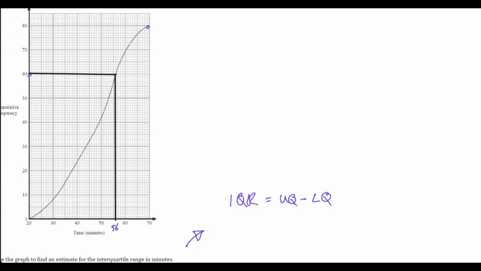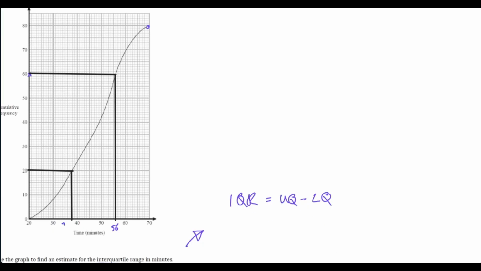Then I'm going to work at the lower quartile, which is a quarter along, so that's going to be 20. So I'm going to go from 20 and then go along there. Again, the lines are a bit thick, but I'm just going to do the best I can here. So that's going to be 38, I think.